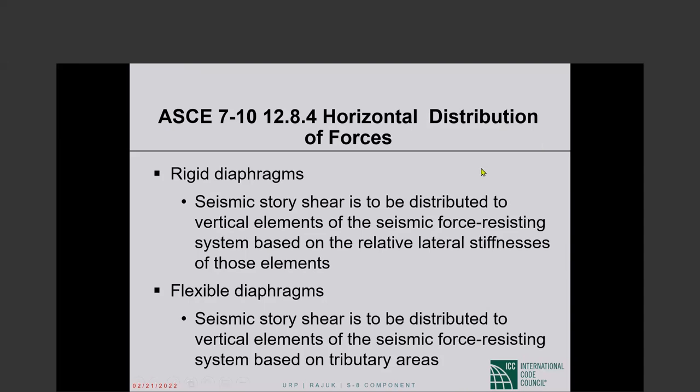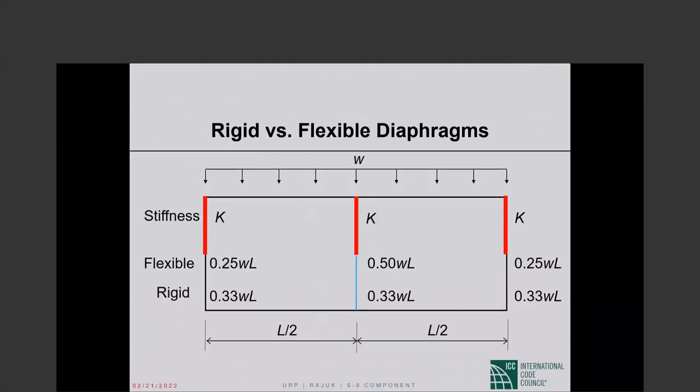Seismic story shear is to be distributed to vertical elements of the seismic force resisting system based on the relative lateral stiffnesses of those elements if you have rigid diaphragms. Seismic story shear is to be distributed to vertical elements of the seismic force resisting system based on tributary areas if you have flexible diaphragms. Okay? A very, very simple example.